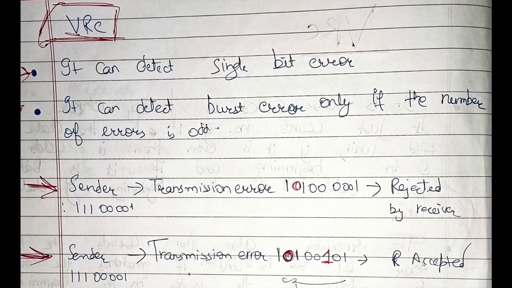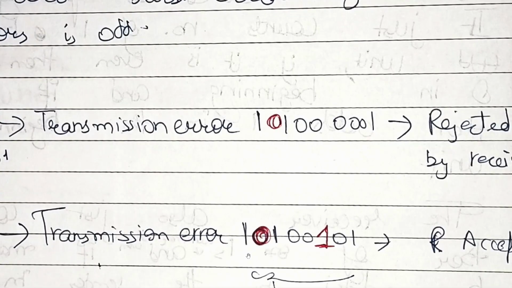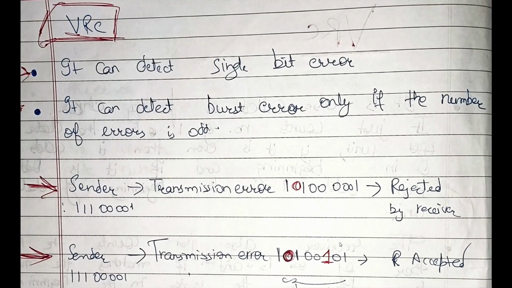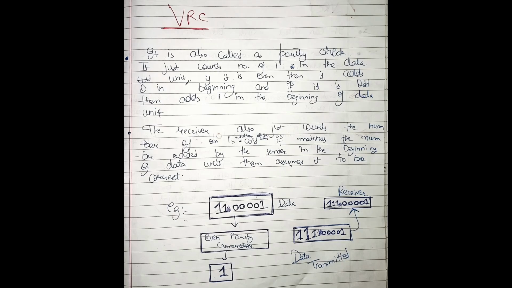This will get accepted because it is going to first see that this is 1 here, that means the number of 1s is going to be odd. It checked the number of 1s: 1, 2, 3. It came out to be odd. So it will conclude that there is no error in this transmission and will accept it. Okay, so this was about VRC, how it works and about its performance.